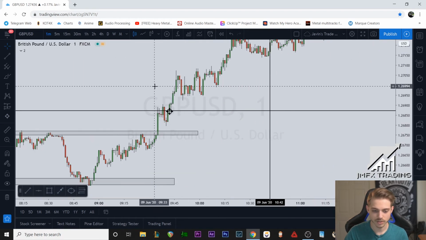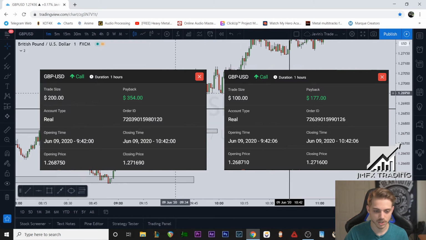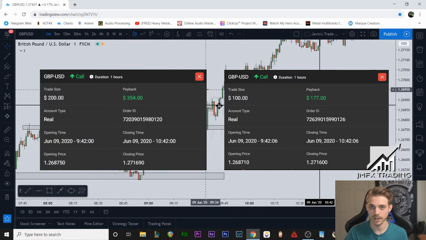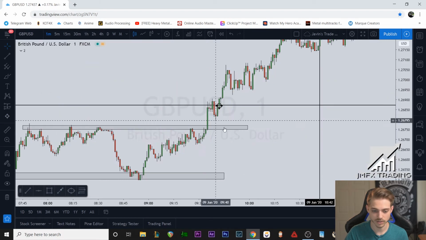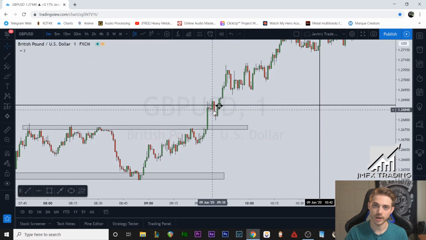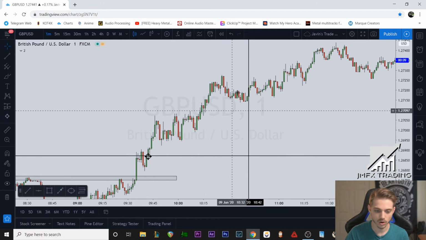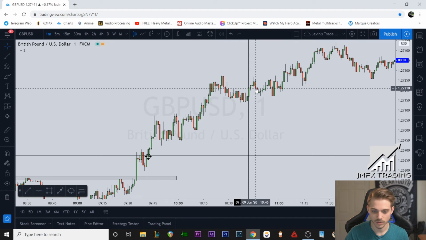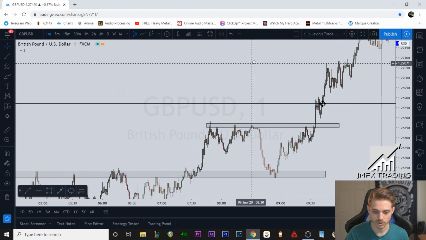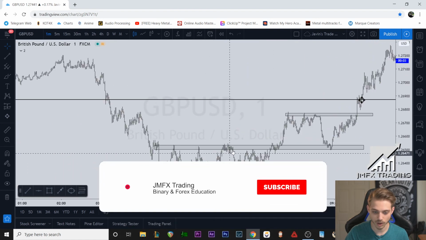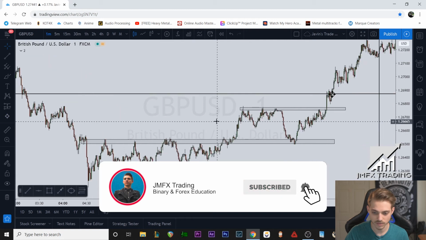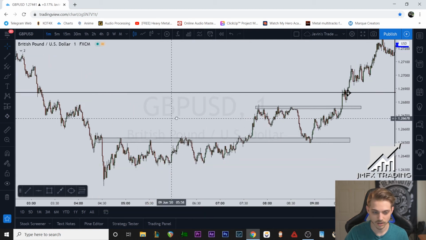I ended up placing 2 1-hour calls on this because the first trade I placed, I miscalculated my risk and it wasn't enough. It was under what I usually risk for my account size. So I went ahead and placed another trade to make up for that. So I had 2 trades right here, 2 1-hour calls on this right here, and you can see how they both won. So this was a very simple trade, probably one of the easiest trades I've taken in a while in terms of analysis right here.